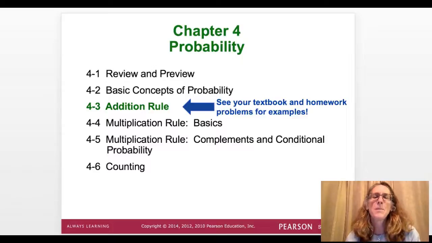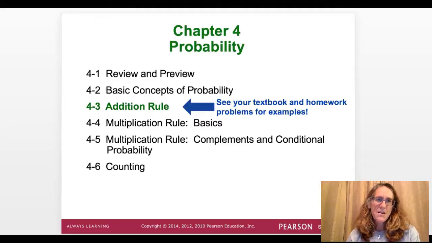Chapter 4, Probability, Section 4.3, the addition rule. This section in particular, you want to see your textbook and of course the homework problems for examples. I will be using some of the homework problems and also a few examples from a deck of cards.